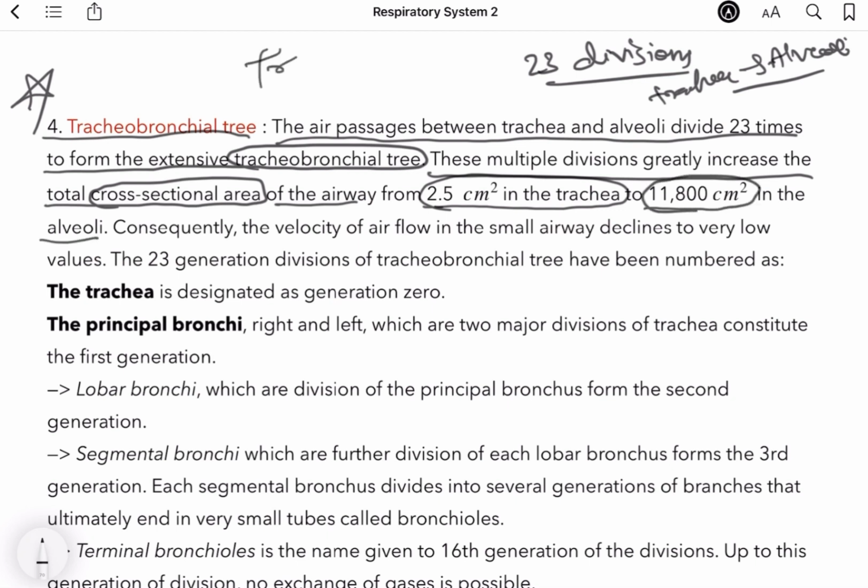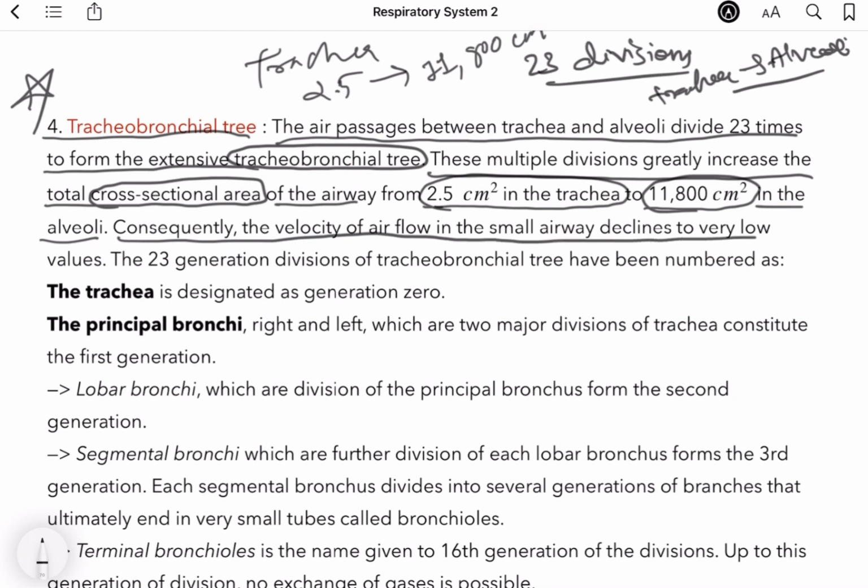Meaning, starting from the trachea, it is 2.5 cm square, while reaching the alveoli, the surface area increases to 11,800 cm square. Consequently, the velocity of airflow in the small airways declines to very low values. Meaning where the area is larger, the airflow velocity is less. The 23 generations of divisions of the tracheobronchial tree have been numbered as follows.